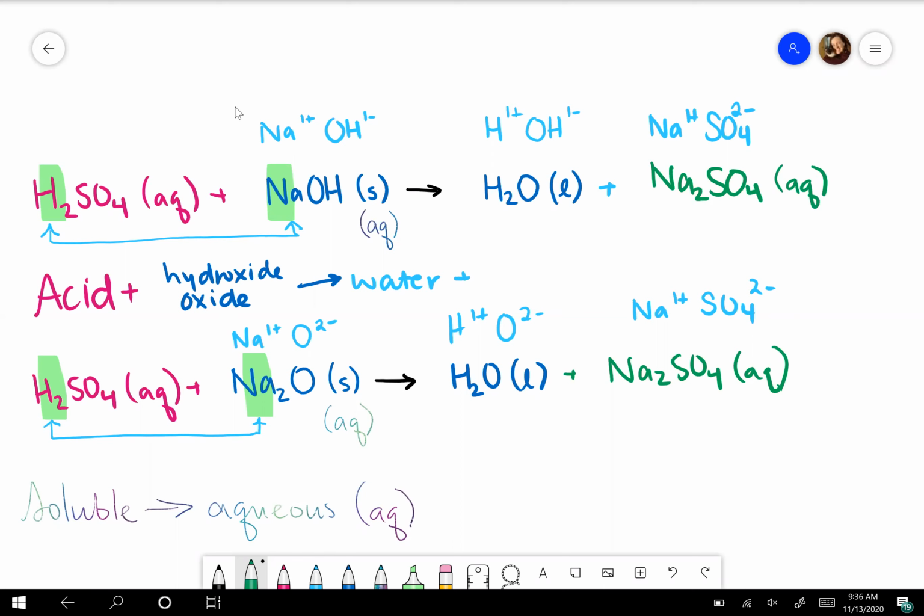So I saw it in the chat. These are salts, water and a salt. So anytime I have an acid with a hydroxide or an oxide, we're going to form water and a salt. And salt, I don't know if you guys had a chance to talk about it last year, what that definition is. Salt really is just an ionic compound.